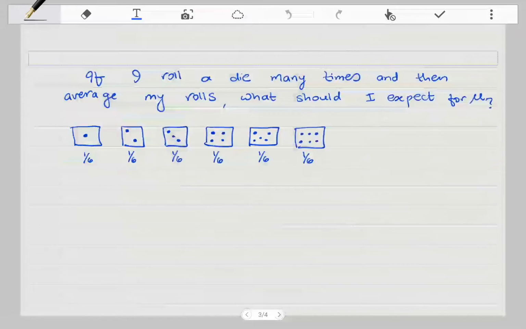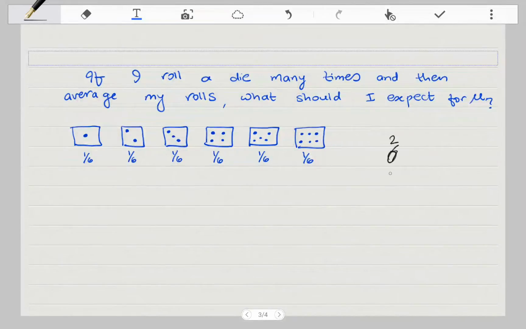Suppose you roll a die thousands of times, and you get 2, 7, 6, 5, 3, and you do this thousands of times. So 6, 4, 2, or something of the sort. And you want to know what was your expected number. If you roll a die, what is the expected number you would get?